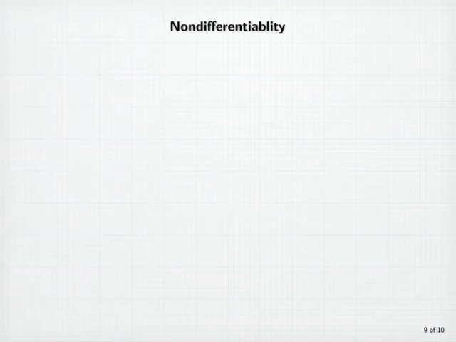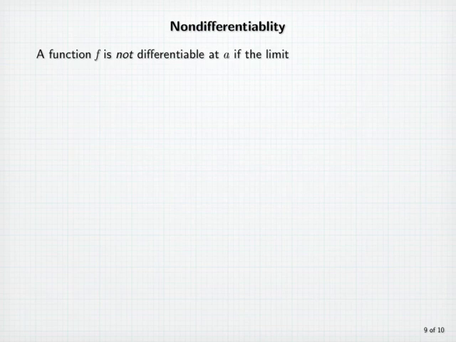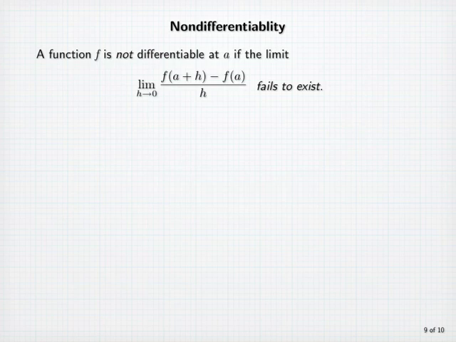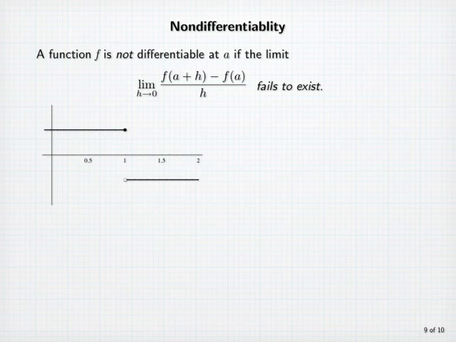Non-differentiability. A function f is not differentiable at a if the limit defining f prime of a fails to exist. Here's the graph of a function that fails to be differentiable at x equals 1. Let's try to see why that's true. For negative h, a typical secant line looks like the red line shown here. Notice its slope is 0, and it's always 0 no matter how small h is, as long as h is negative. So the left-sided limit as h approaches 0 of the difference quotient will end up being 0.